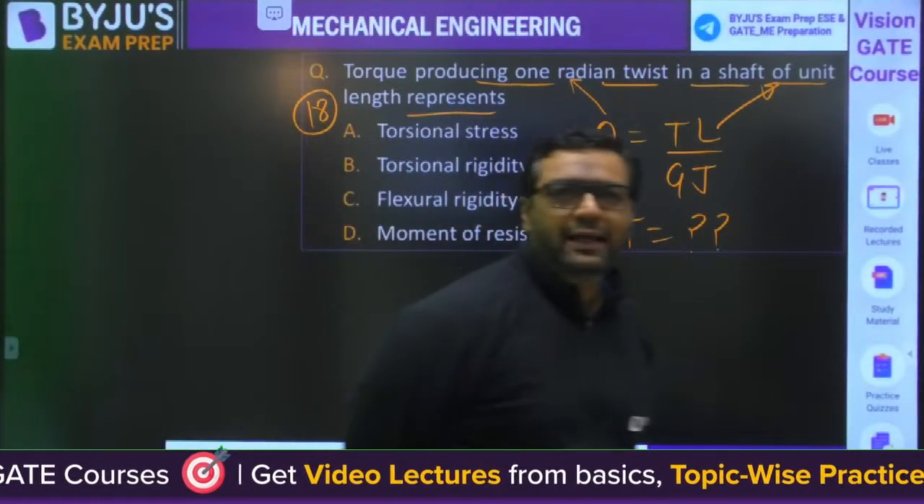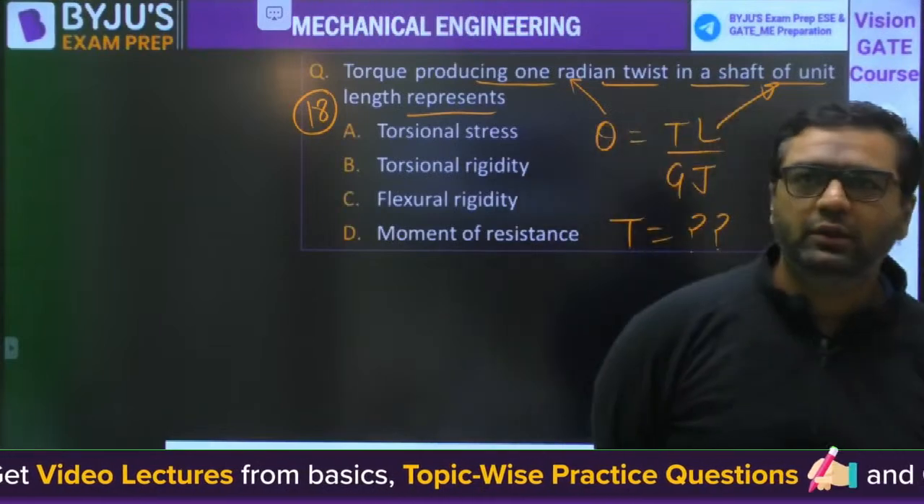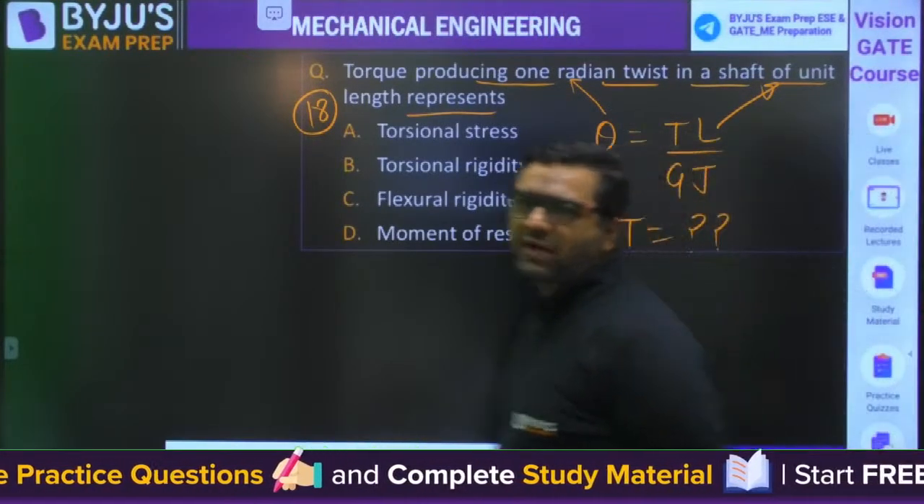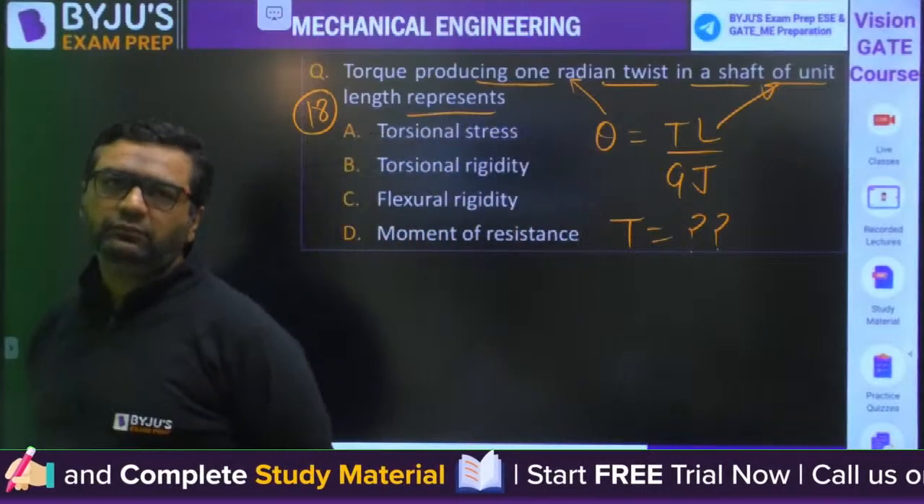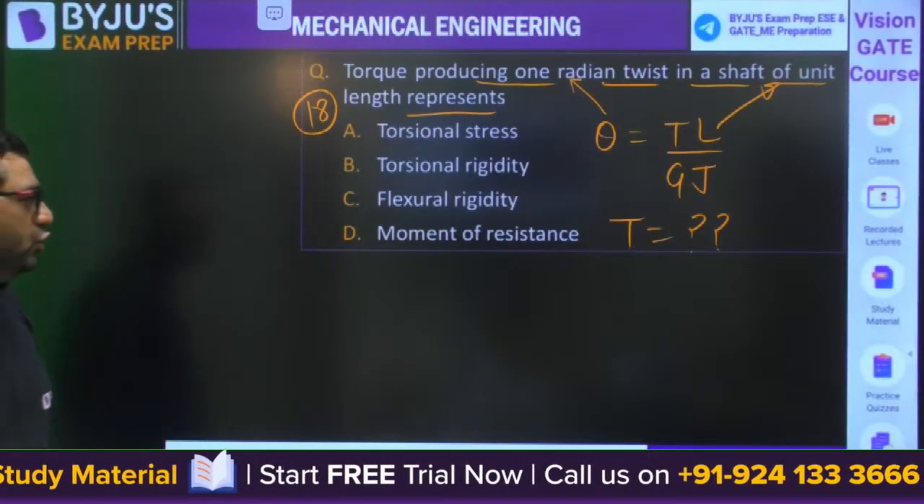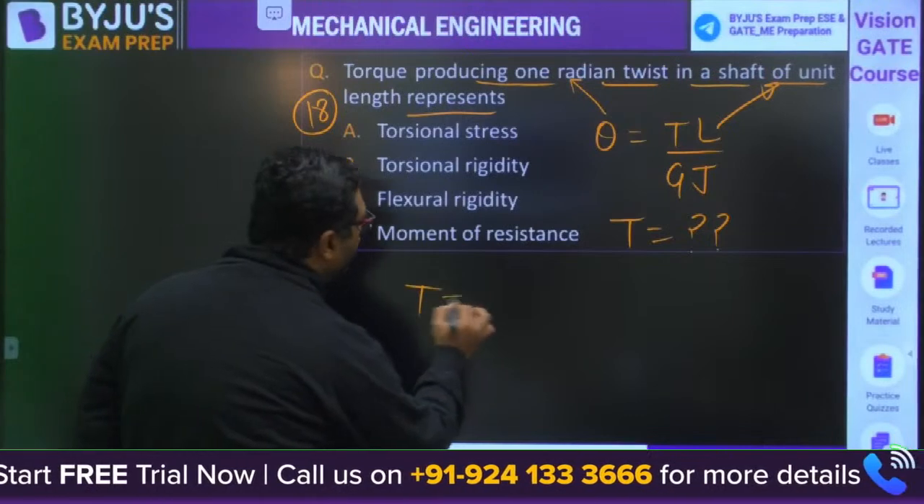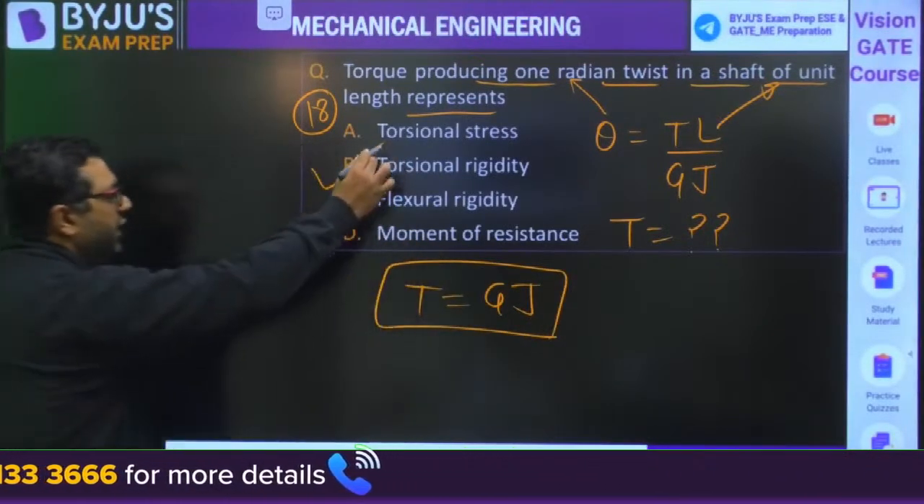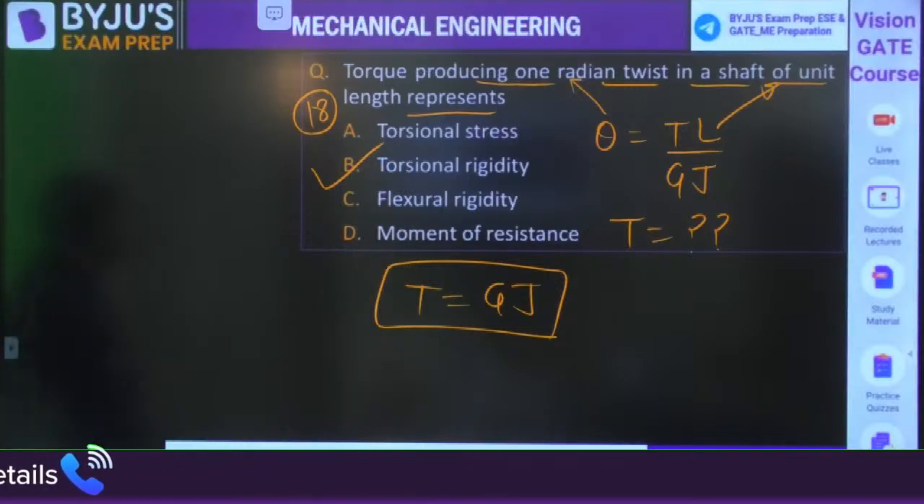So guys, I feel you understood. Last question, I made a mistake in putting the value of force. After that, the answer is correct. Very good. So you know that when you put it, torque will be coming out to be GJ. So the answer for this is torsional rigidity. GJ is the torsional rigidity.